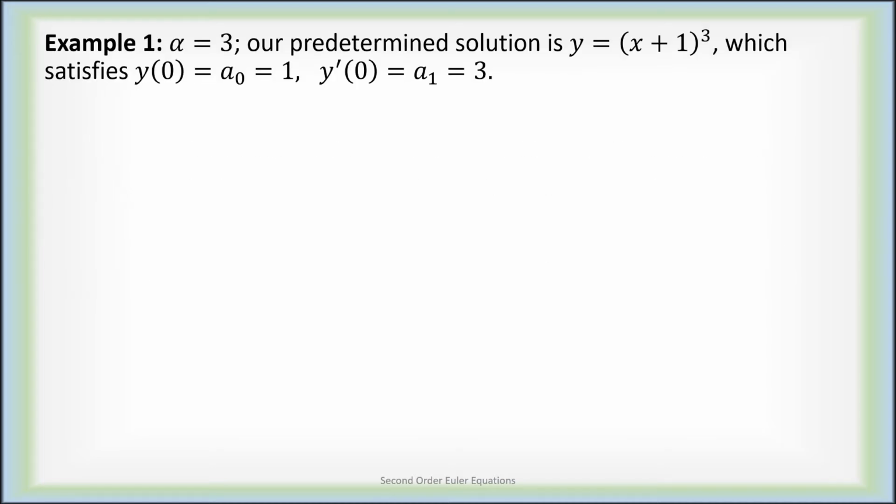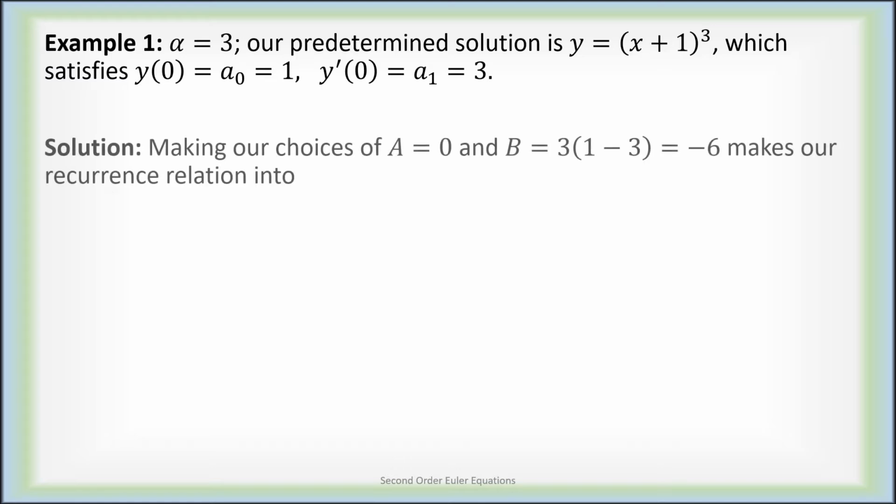So as an example, let's let alpha be 3. So we have a predetermined solution of (x plus 1) to the alpha, or (x plus 1) cubed. This will satisfy that y of 0 is 1 and y prime of 0 is 3. So we make our choice that A is 0 and capital B is alpha times (1 minus alpha). This works out to be minus 6.